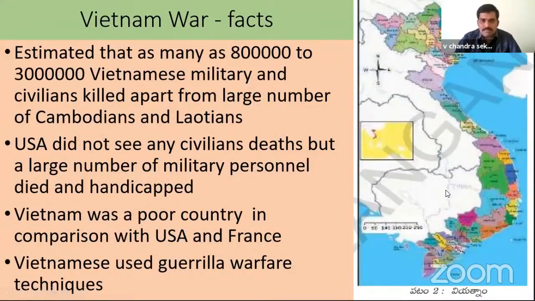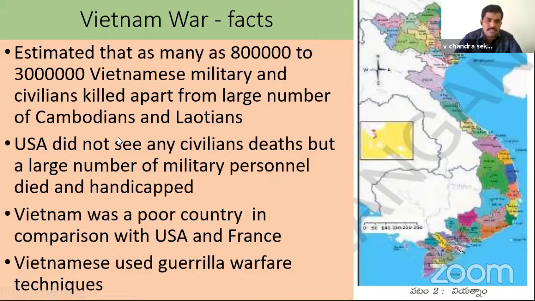Here is Vietnam, where America entered the war to control the communists. Because of the Vietnam War, some facts are there. An estimated 8 million to 30 million Vietnamese military and civilians were killed, apart from a large number of Cambodians and Laotians who also lost their lives. Cambodia and Laos are adjacent countries; they have borders with Vietnam. The USA did not see any civilian deaths, but a large number of military personnel died and were handicapped.